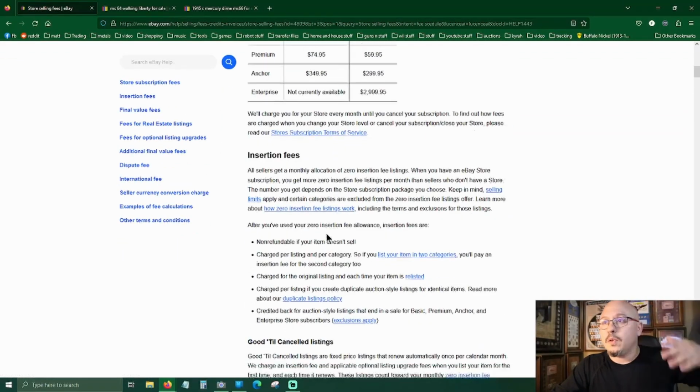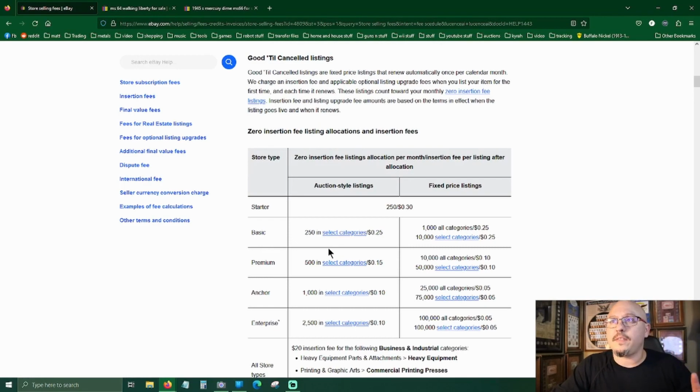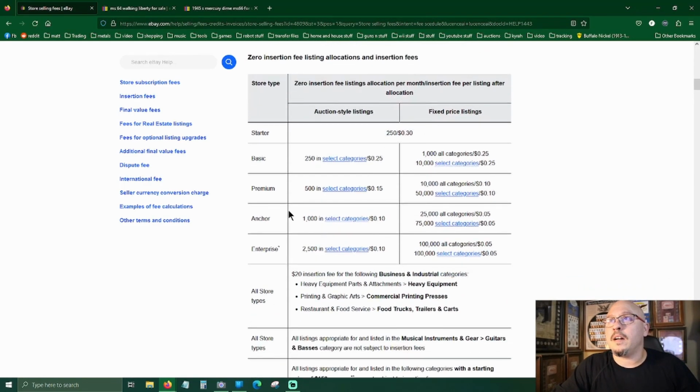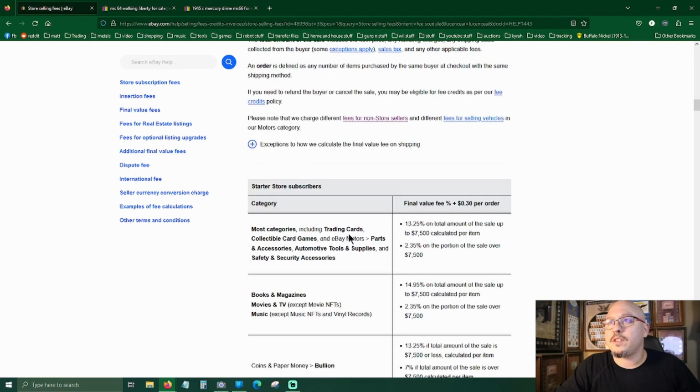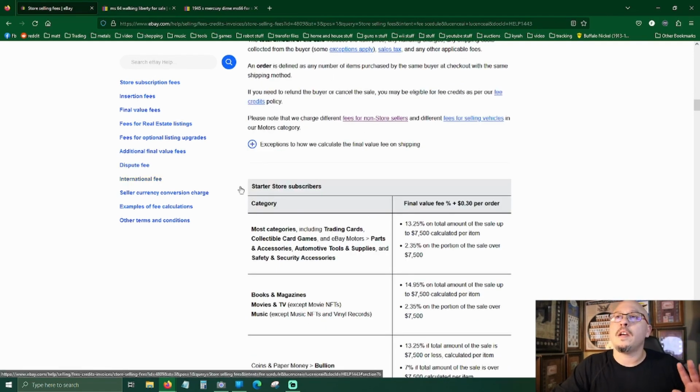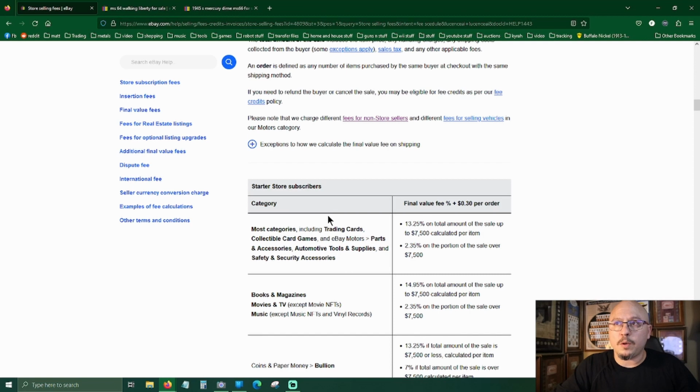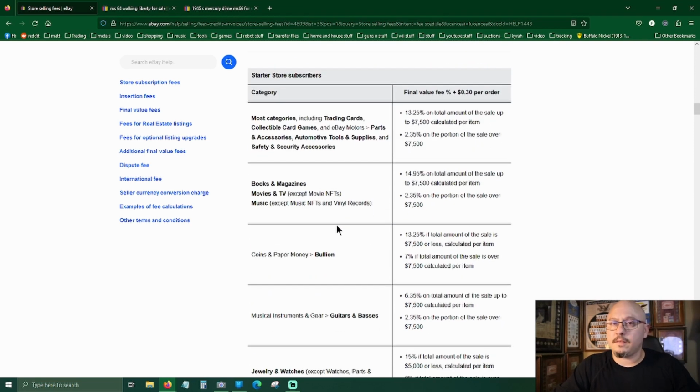We're going to get into some of the advanced stuff here in a minute. But here's, okay, zero insertion fee. We're not going into any of the crazy stuff. Here are the starter store fees. Again, I'm not going to go into all of them, but the most important one is number 3 here: coins and paper money and bullion. Remember that. So everything is 13.25% of the total amount of the sale.